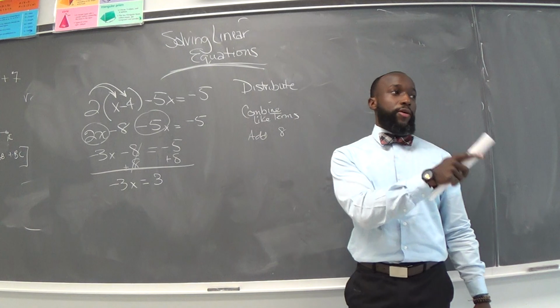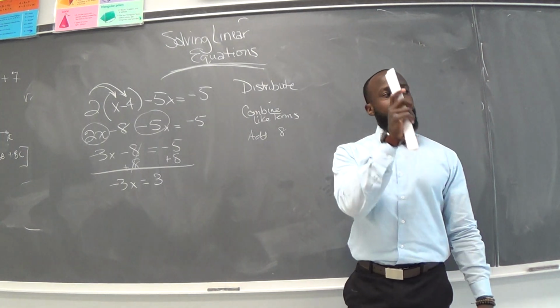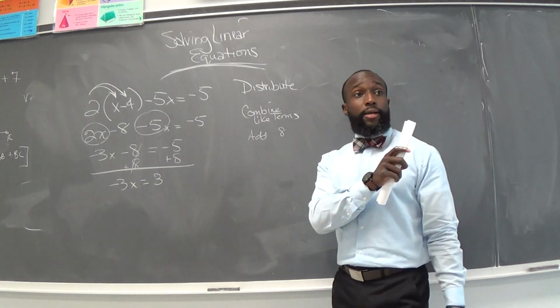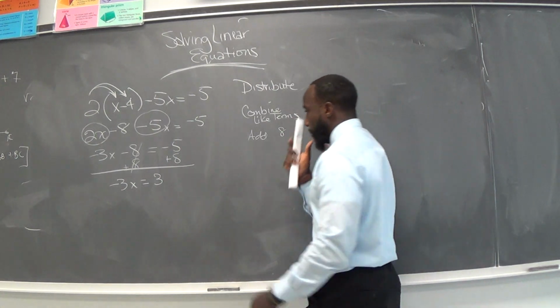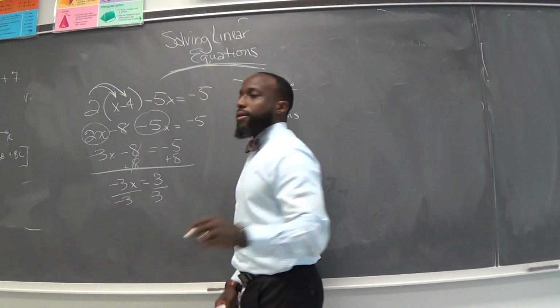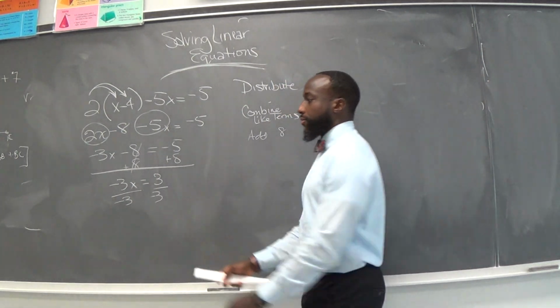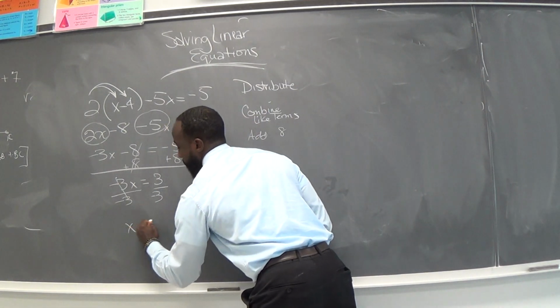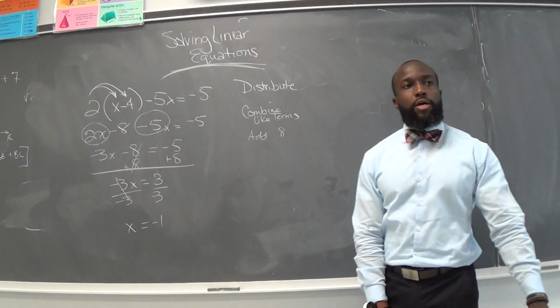We can go one step further. You should divide by negative 3. Why do we have to do all of this? Because we have to get x alone. We're solving for x, right? You got to solve for x.